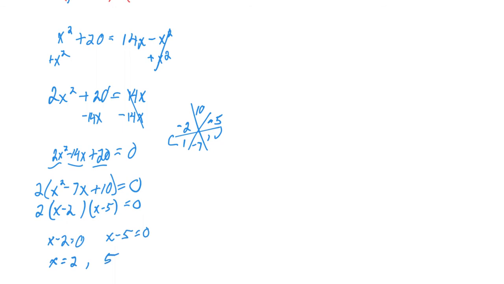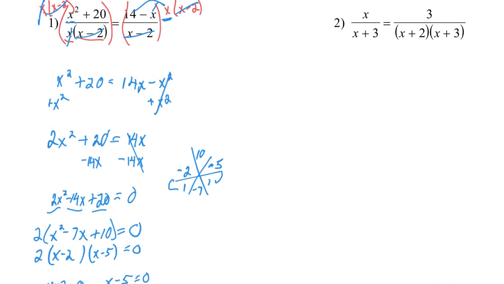Now, before you say, okay, those are my answers, you want to go back and check what the excluded values are for this equation. So if you remember from a few days ago, let's see, I'm going to clean up the denominators here. The excluded values are what makes the denominators equal 0. So you've got this x minus 2. If you set that equal to 0, you would get x equals 2. So 2 is an excluded value. We have to kick it out.